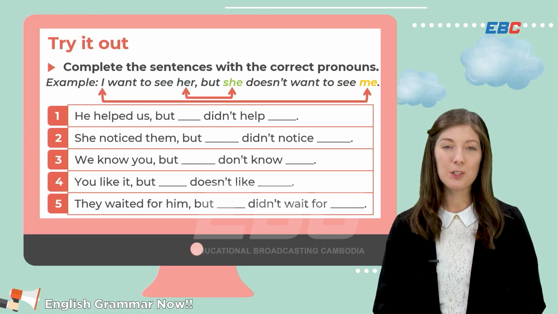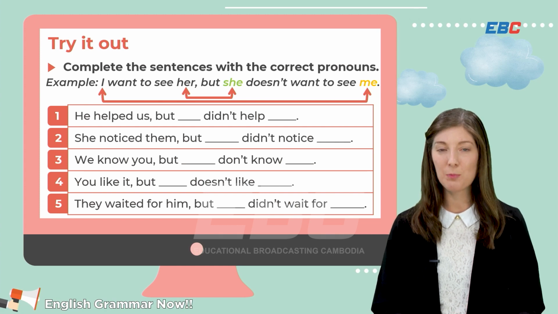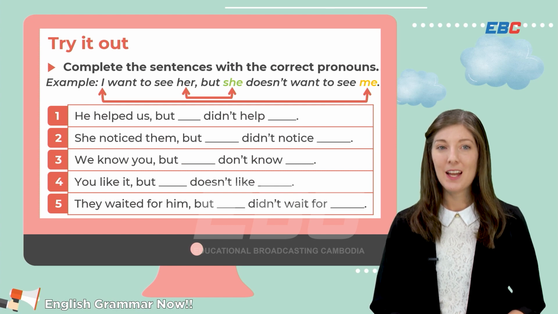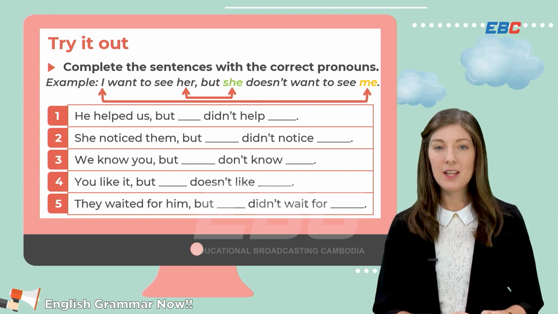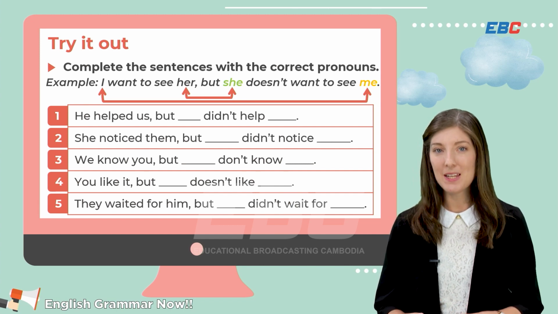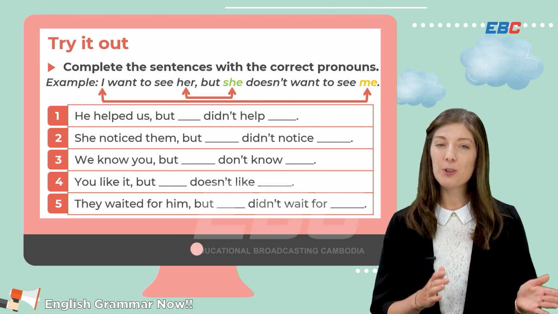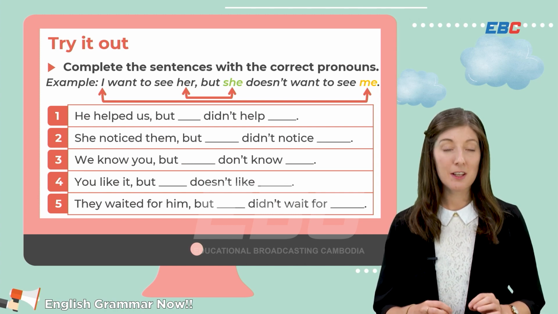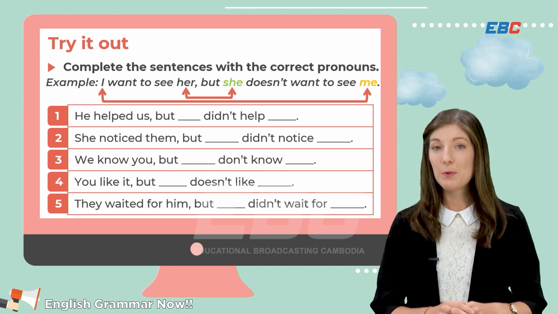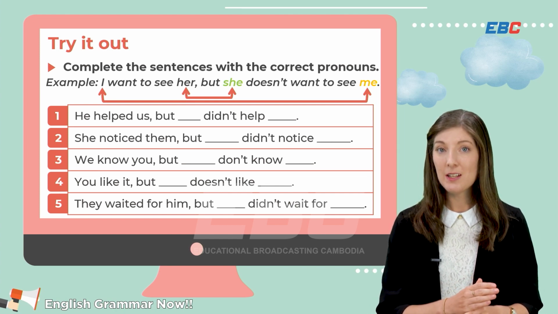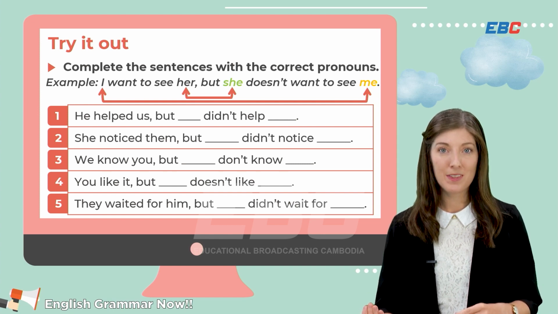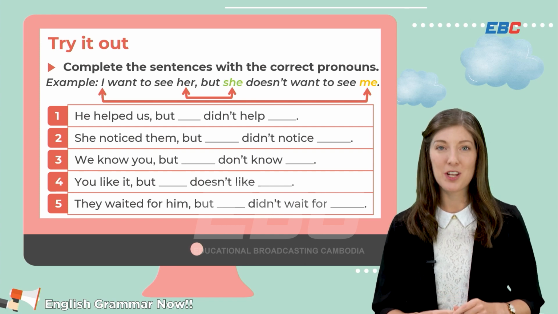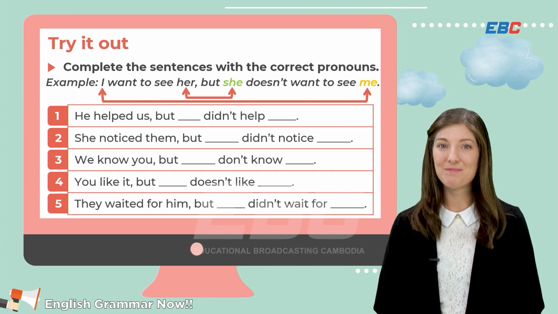Here's an exercise for you to try using these different kinds of pronouns together. Our example shows us what you will do. I want to see her, but she doesn't want to see me. You can see that in the first phrase, I is the subject, her is the object. In the second phrase, they have switched places. So we need to use the subject, she, and the object, me. Be careful for the pronouns that change their spelling between subject and object. Go ahead, give it a try.